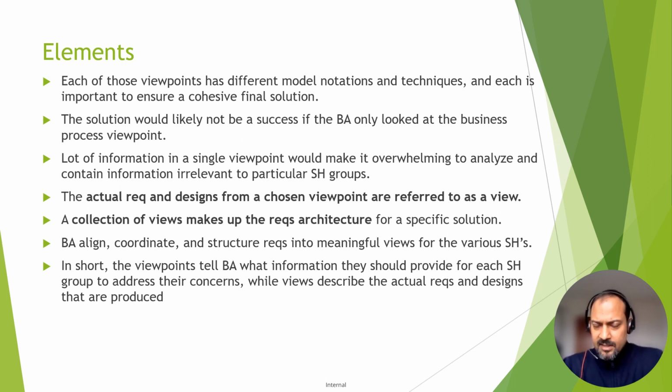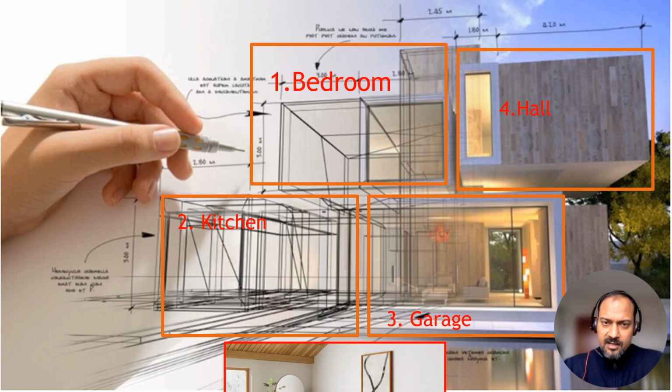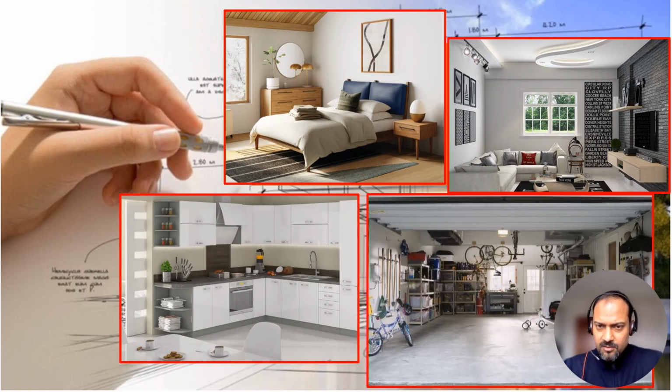BAs align, coordinate, and structure requirements into meaningful views for the various stakeholders. In short, the viewpoints tell the BA what information they should provide for each stakeholder group to address their concerns, while views describe the actual requirements and designs that are produced. Again, for your reference, these are the different models. Bedroom is a viewpoint. When you click on bedroom, it will show you the view, the complete view, and the collection of all those views is referred to as a requirement architecture.